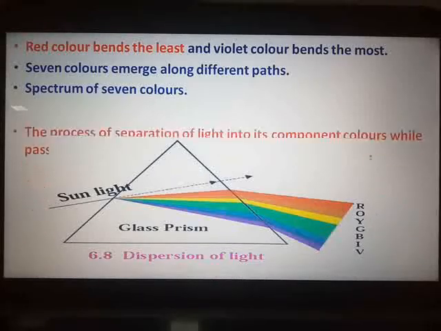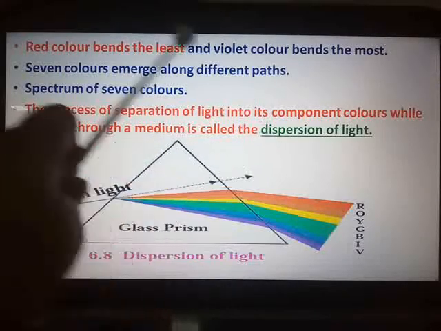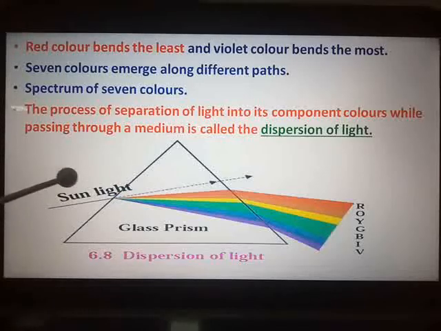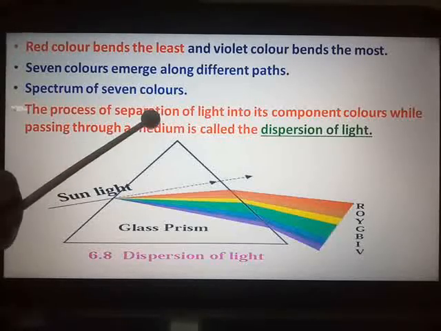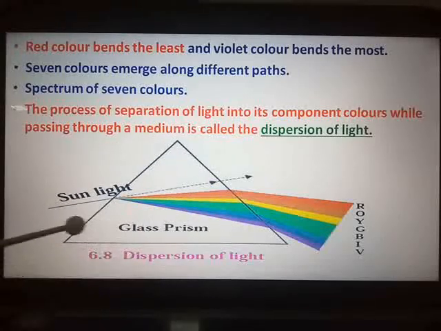Our next topic, very important. Before we go to the topic, we will just see the definition for dispersion. The process of separation of light, this white light, the sunlight, into its component colors while passing through a medium, here the glass prism is the medium, is called the dispersion of light.